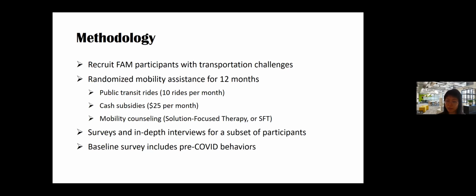And the third group's intervention is mobility counseling, where they receive a monthly solution-focused therapy session, helping them identify transportation challenges and solutions. During the 12-month period, we conduct 5 waves of surveys, asking the patients about their travel behavior, their utilization of healthcare and other services, and travel modes.